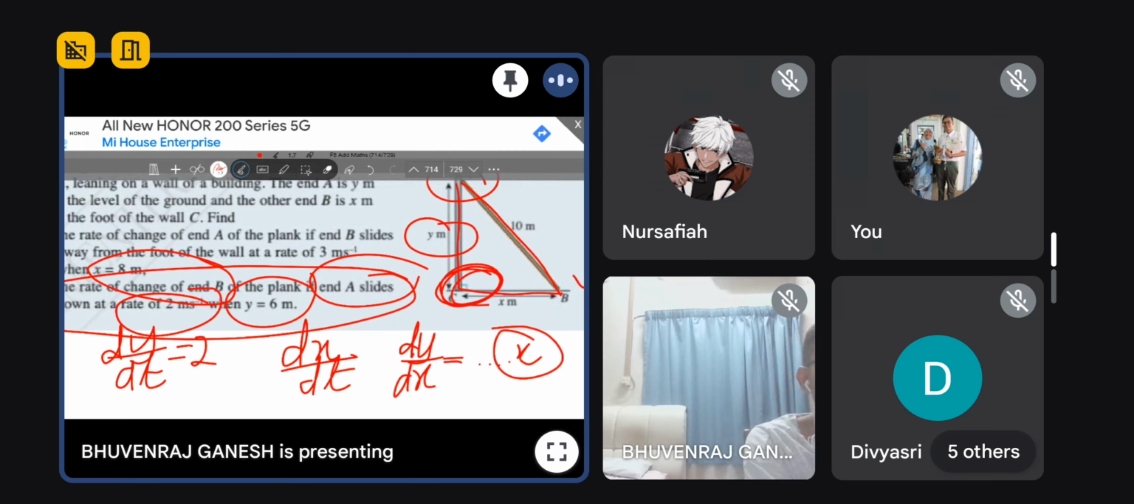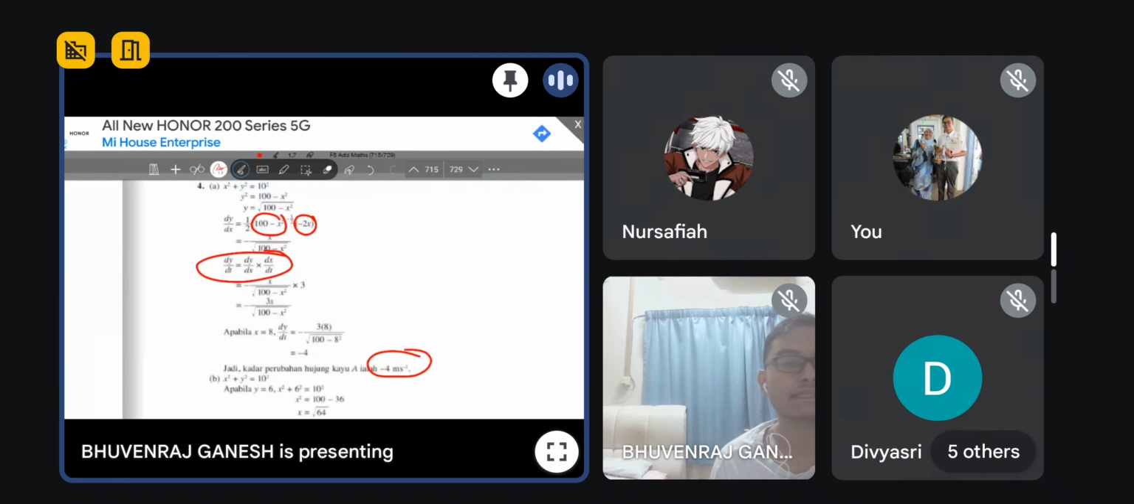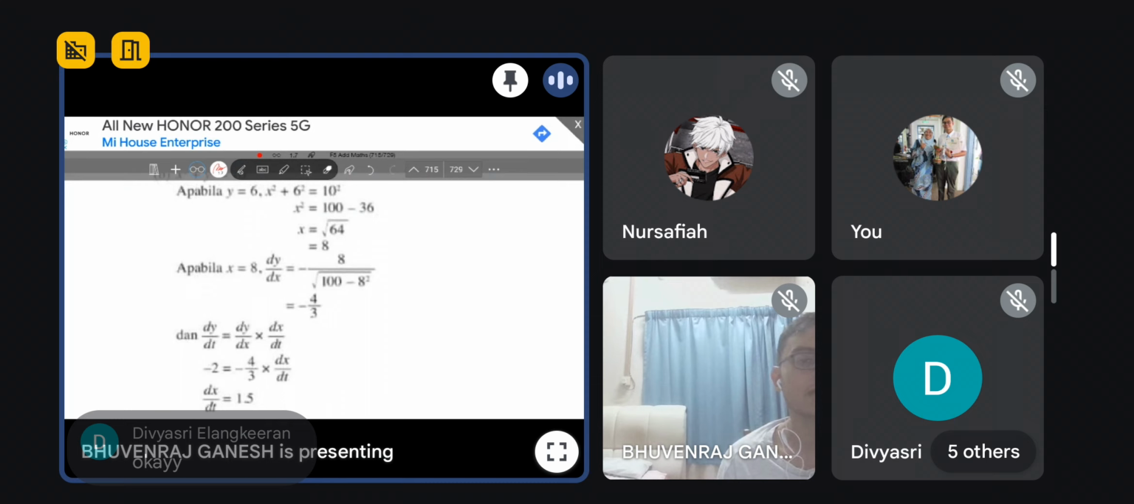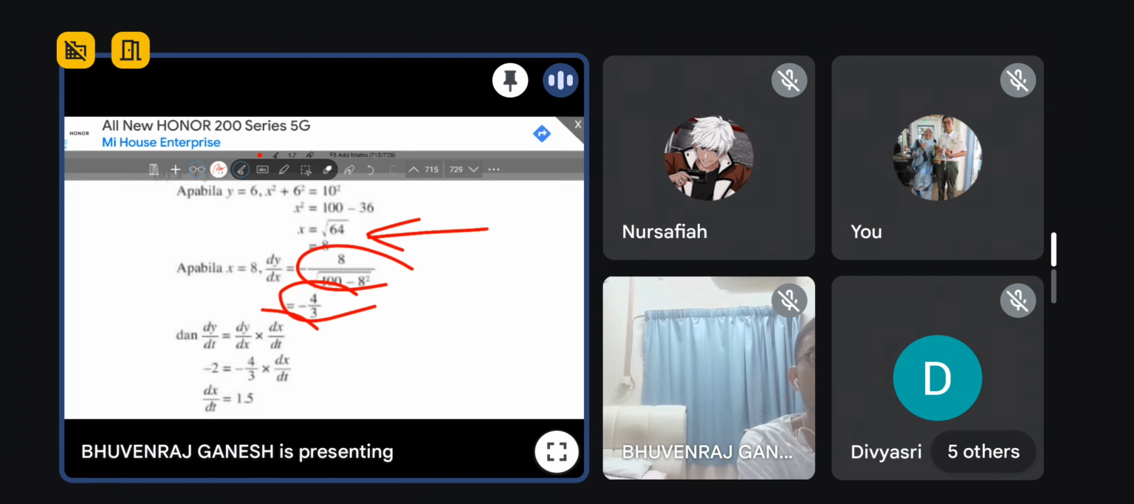So how to find? y equal to 6. So means that Pythagoras, x should equal to 8. So that is how you get your x value. x sama dengan 8. Then kamu gantikan x sama dengan 8 in your dy dx. Okay, so can you see here how they do over here? You get your x value first, substitute in dy dx, chain rule, petua rantai. 3 step. Okay, can you guys get it? Part B.